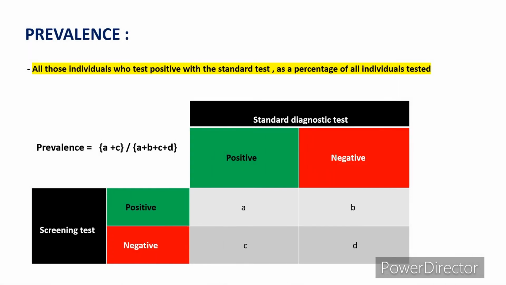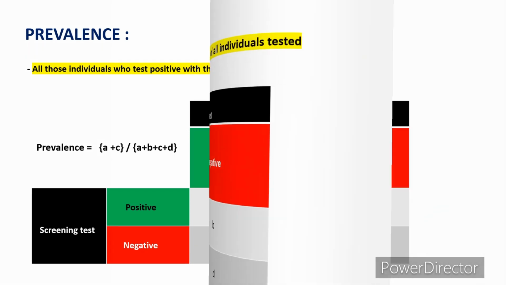Now let's start with the important terms. One is prevalence. Prevalence is those individuals who test positive with the standard test as a percentage of all individuals tested. When we say test positive with the standard test, you go directly to the standard test column and see the total number of positive findings. It's A plus C, right? So prevalence is A plus C divided by the total individuals, A plus B plus C plus D.